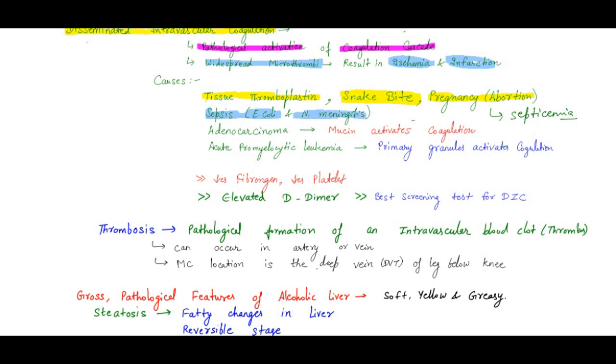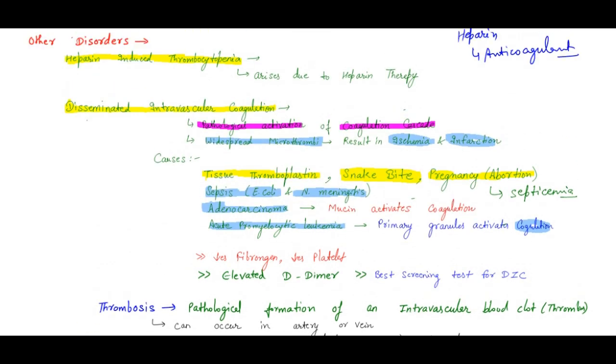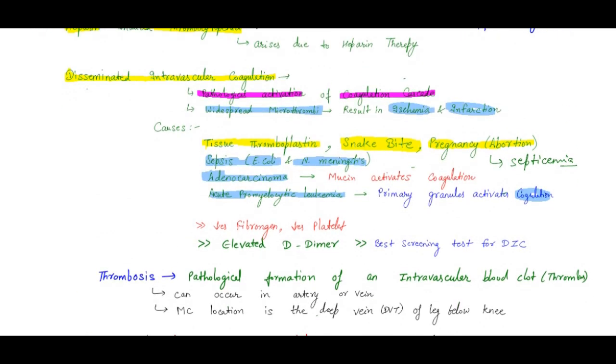Then adenocarcinoma. Now in adenocarcinoma, remember the mucin. Mucin is a type of mucus formed by the mucus glands. In adenocarcinoma, the mucin activates the coagulation cascade. And in acute promyelocytic leukemia, the primary granules activate the coagulation cascade. So if the pathological coagulation cascade is activated, it will lead to disseminated intravascular coagulation.